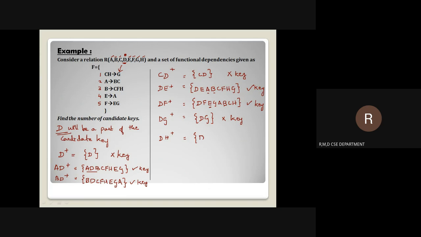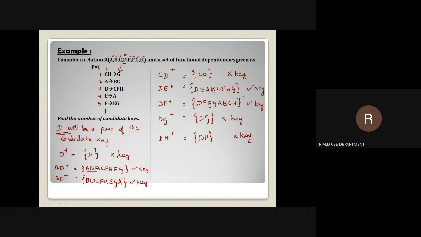Similarly, find the DH closure. DH determines DH. D alone doesn't determine anything. You can see on the left hand side, D is not present. That means D is not determining any other attribute. H also doesn't determine any other attribute individually. The DH combination also doesn't determine any other attribute. Therefore, we can conclude that DH is not a key.